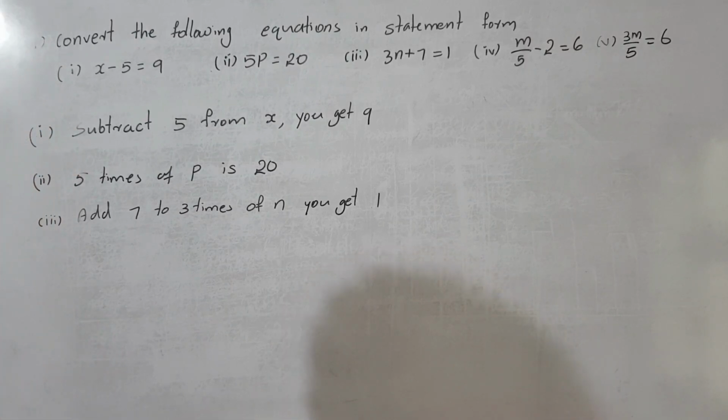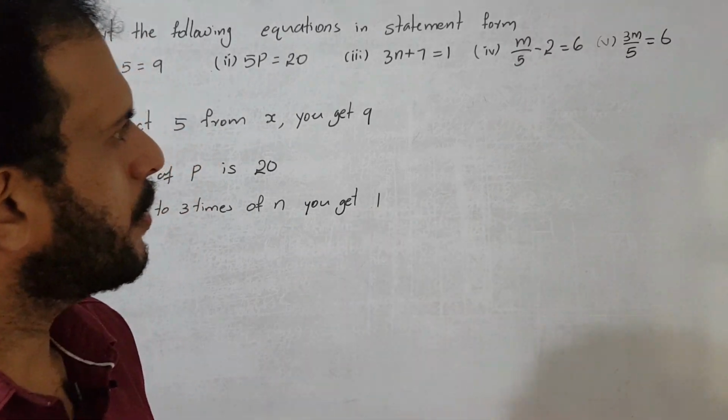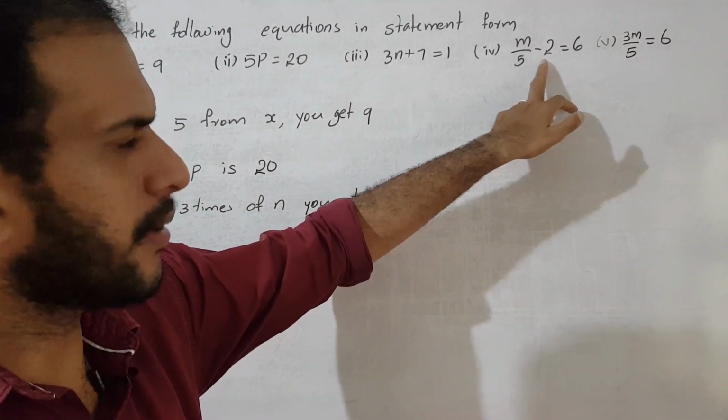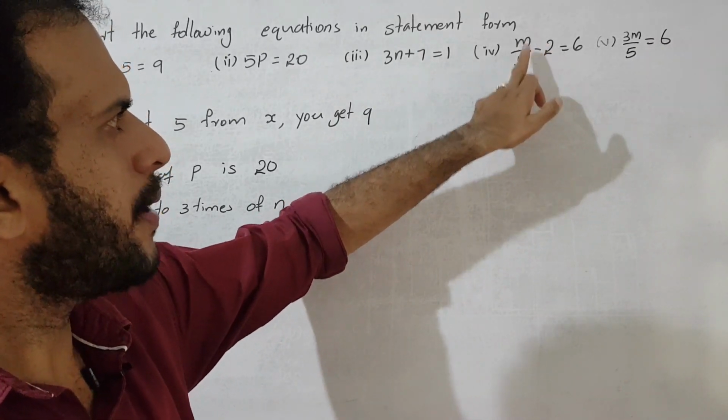Clear? Then the fourth one, how to write the answer of the fourth one? Then what are we doing there? We are doing subtraction. What is being subtracted? 2 from m by 5.